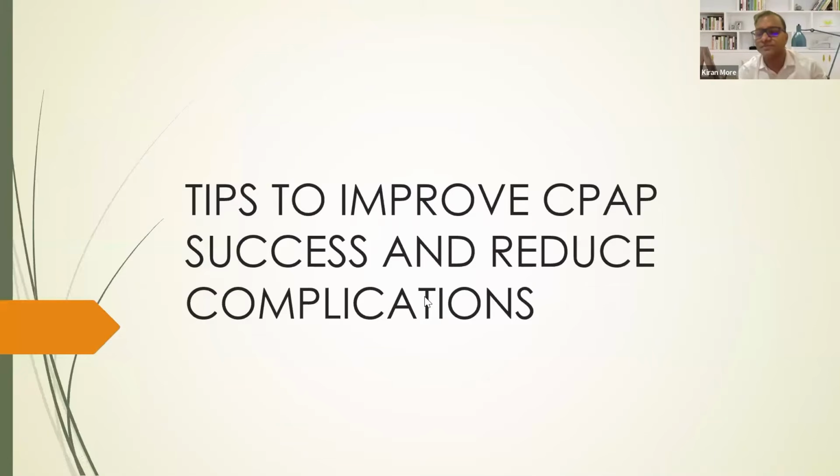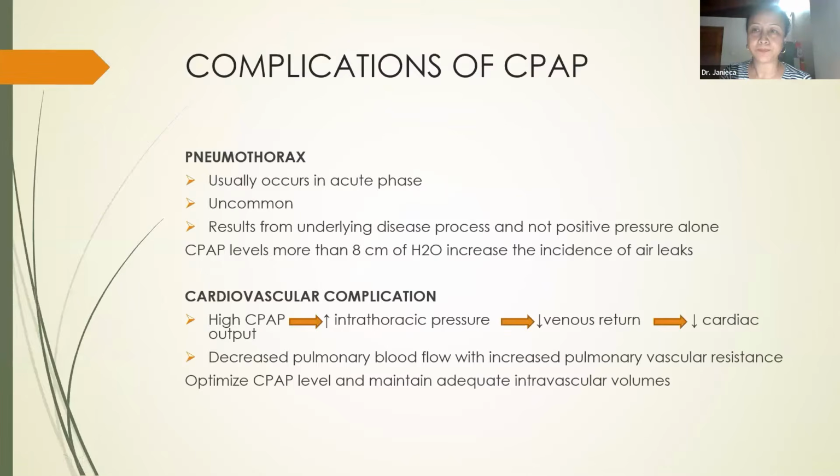So the topic of my presentation today is tips to improve CPAP success and reduce complications. Before we go into the topic, I want to discuss some of the complications of CPAP. As we have even seen in the earlier case also, pneumothorax. Even though that was not a complication of CPAP, pneumothorax is one complication of CPAP which can occur. It usually occurs in the acute phase. It is not a very common complication of CPAP. It results from the underlying disease process and not positive pressure alone.